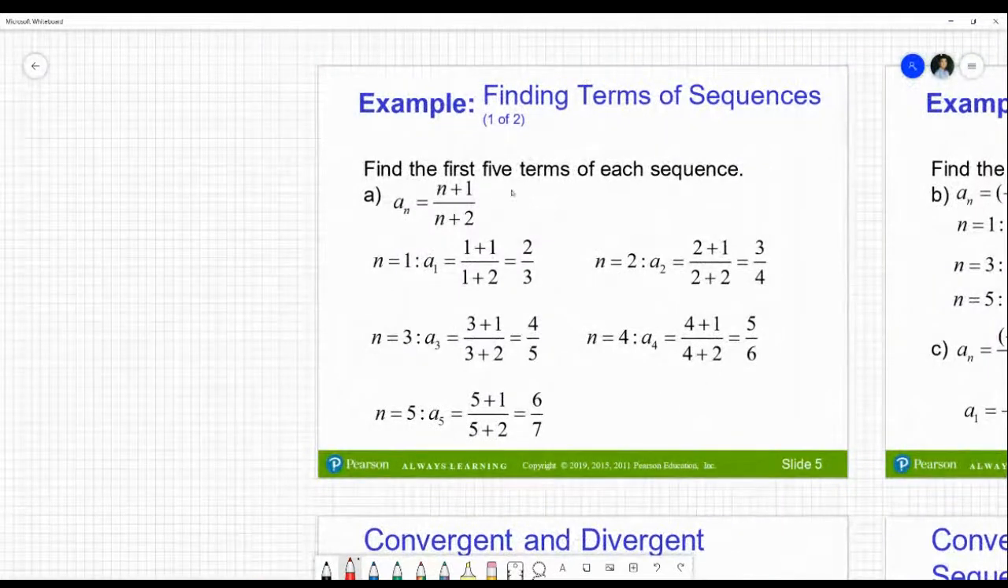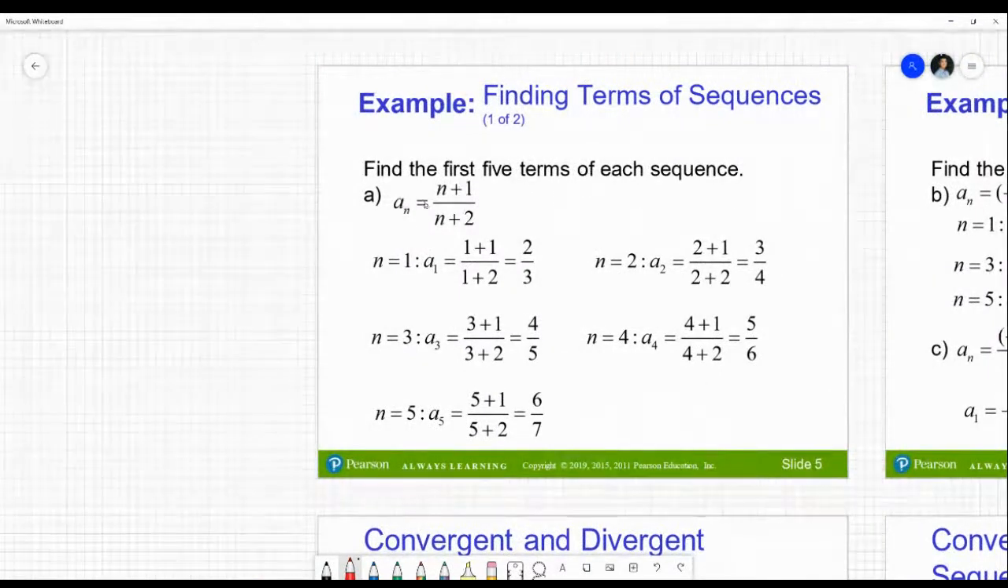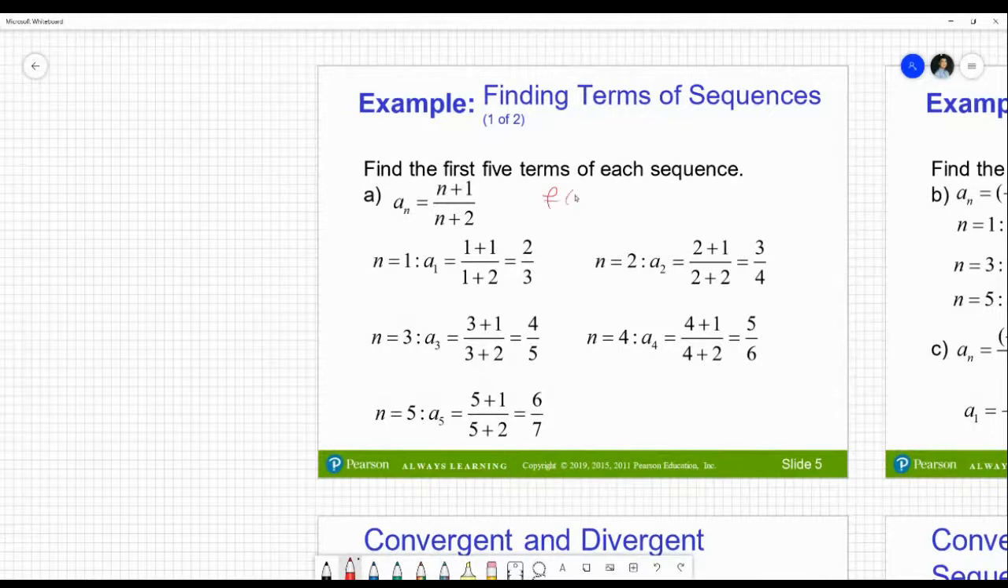Okay, let's look at the first 5 terms of each sequence. All you have to do is plug in. This is just like saying f of x equals x plus 1 over x plus 2, and I'm asking you to find f of 1, f of 2, f of 3, and so forth. This is exactly the same thing. All you gotta do is plug in the number, right? Here, the subscript is 1, that means that n is 1, so you plug in 1 whenever you see n. To evaluate that, 1 plus 1 is 2, 1 plus 2 is 3. So 2/3, 4/5, 6/7, and so forth.